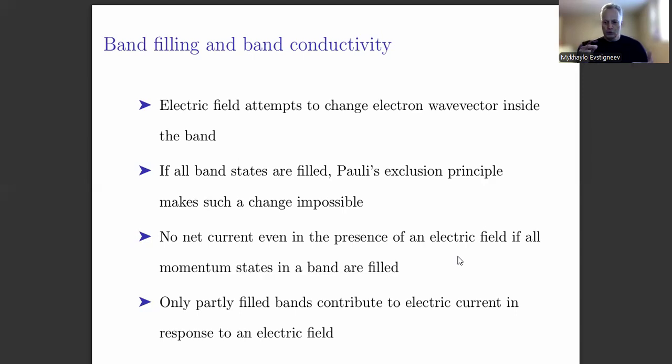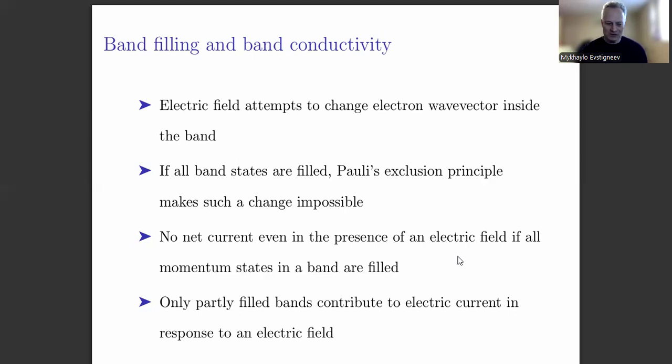A band has 2n electrons, n is the number of primitive cells, and it is completely filled. Pauli exclusion principle prevents electrons from changing their momentum state in response to an external electric field. This means that from the point of view of conductivity, completely filled bands do nothing. It is as if they didn't exist. It is as if those bands were completely empty.